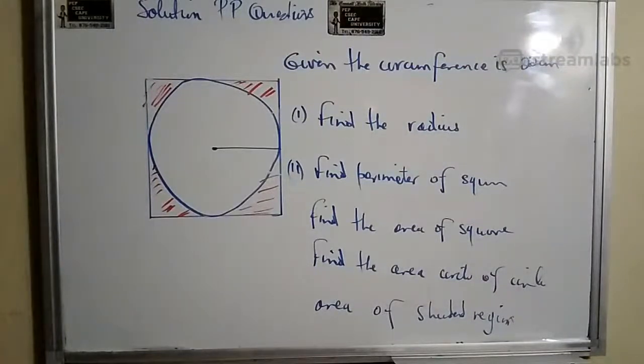Find the radius. How can you find the radius given the circumference of a circle? With maths, always the circumference of a circle.